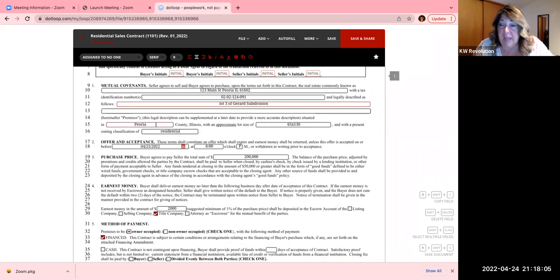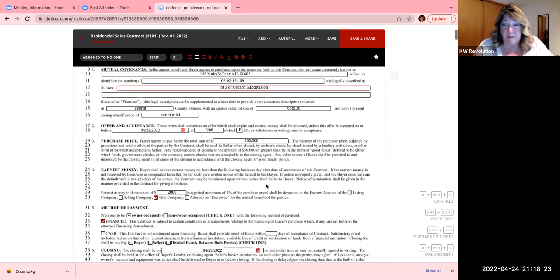Then it is your county, so Peoria County in this situation. It could be Tazewell County, Woodford County, wherever. And then the lot size, which you should be able to get off of either the county website or the MLS sheet. And zoning classification of residential.